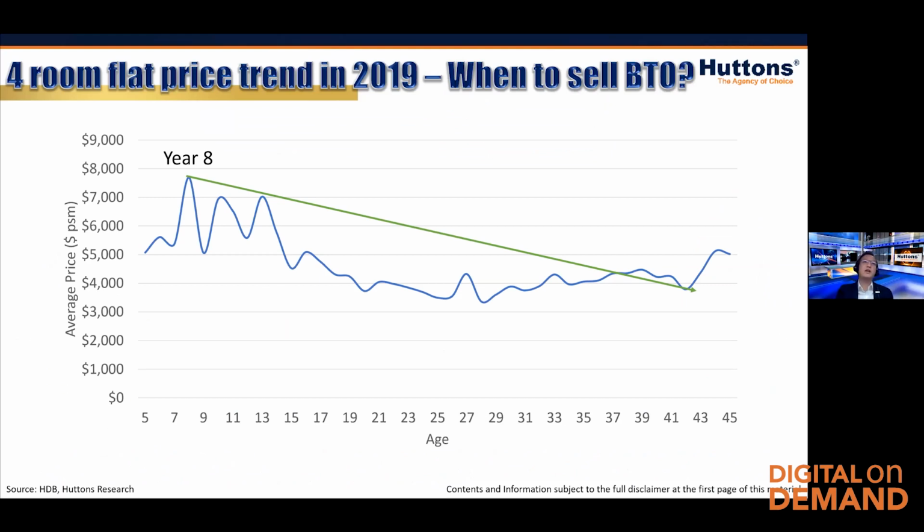So now the other thing is, what about for those people who own a BTO? When's the best time, the optimum point, to sell your property? So thanks to my research department, in 2019, we compiled the transactions for the 4-room flat price trend. We realized that the 8th year is the best time for us really to sell, so as to maximize the cash, okay, the profit. And of course, you do not need to sell in the 8th year, you can sell in the 7th year, but this is some of the statistics we managed to gather.